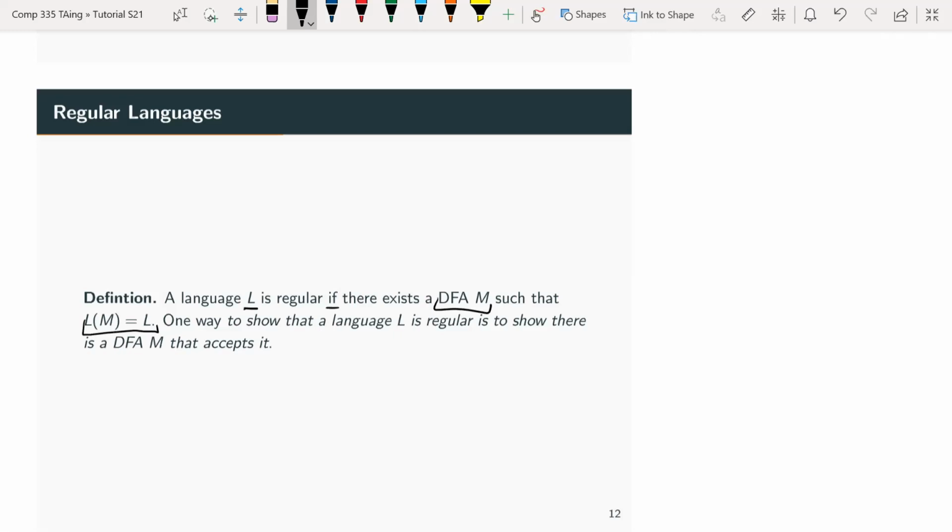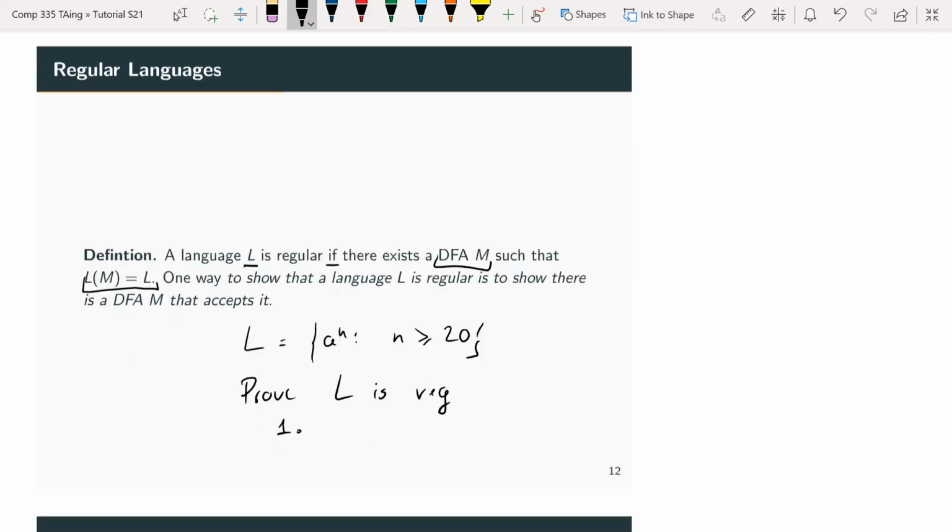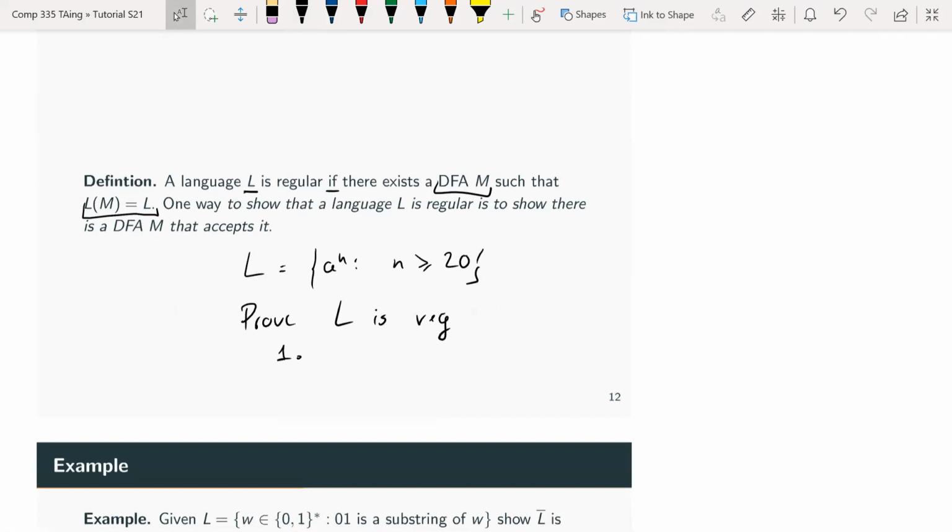So in other words, if you have some language L, let's say A to the N for N greater or equal to 20, and you want to prove that L is regular, one way of doing this, and you're going to see that there are a few, is to create a DFA M such that the language accepted by M is equal to L. So if a question asks whether this language is regular, or to prove that it is regular, one thing you could do is construct a DFA that accepts that language.